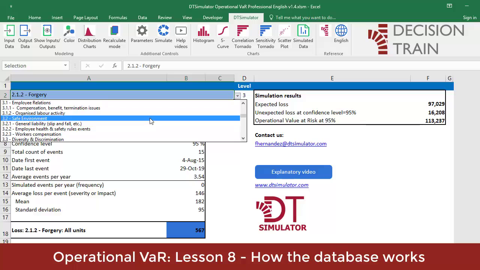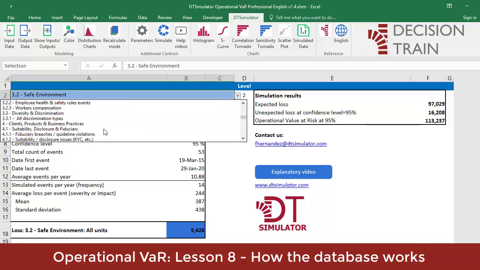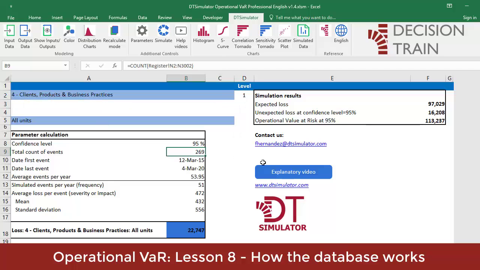For example, when selecting 3.2, Occupational Health and Safety, which is a second-level category, you can observe that the model records 53 events between March 19, 2015 and January 29, 2020, for an annual average of events of 10.88, and a severity of $365, with a standard deviation of $398.